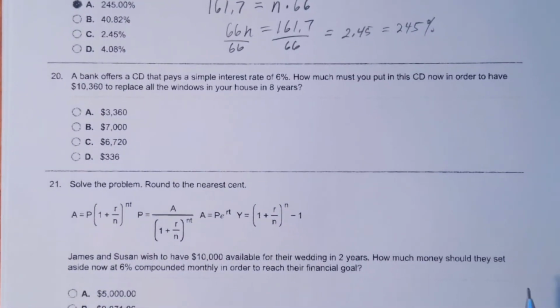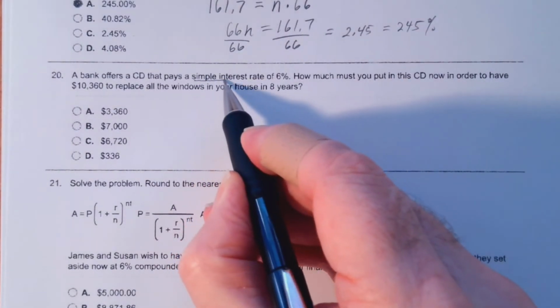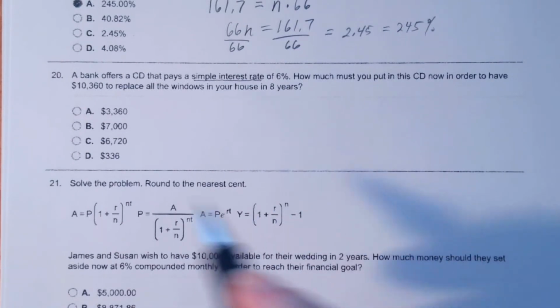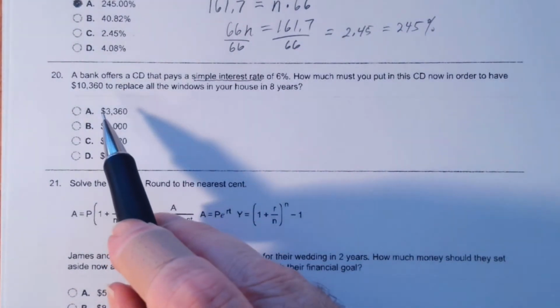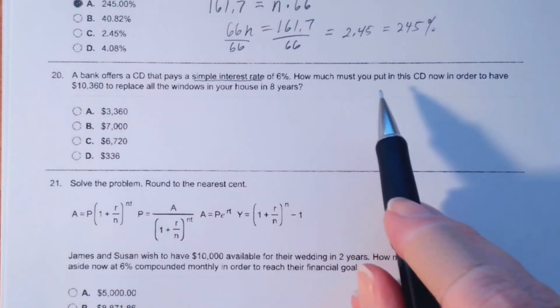All right, number 20. A bank offers a CD that pays a simple interest rate of 6%. How much do you put in this CD now in order to have $10,360 to replace all the windows in your house in 8 years? Well, first of all, this is simple interest that we're dealing with. And notice we're not just finding the simple interest. In fact, how much must you put in the CD?